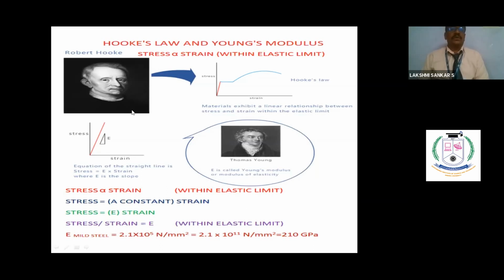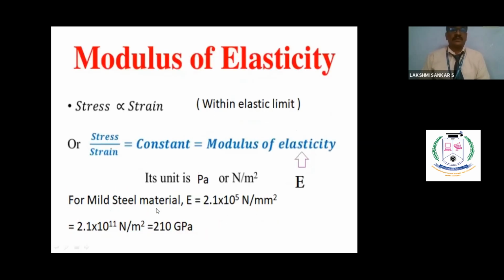So this is Robert Hooke, who developed the concept of Hooke's law, that stress is proportional to strain. And who is this gentleman? The gentleman is Thomas Young. Under his name we have this particular constant, Young's modulus. The modulus of elasticity, as we said, is the value we have to take, right?